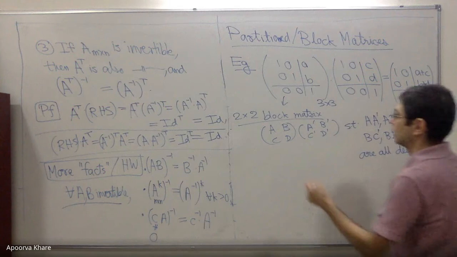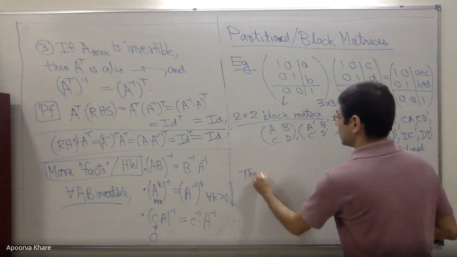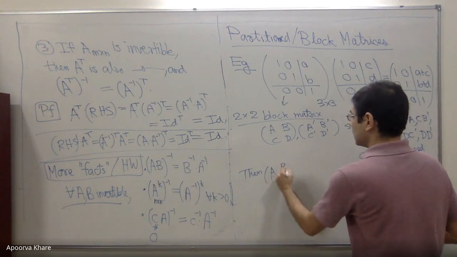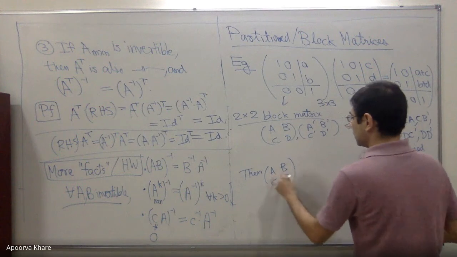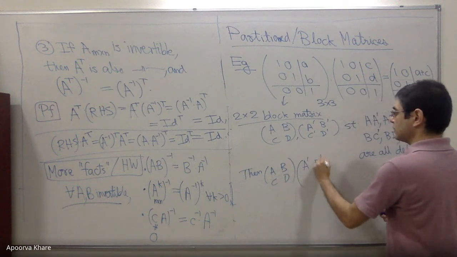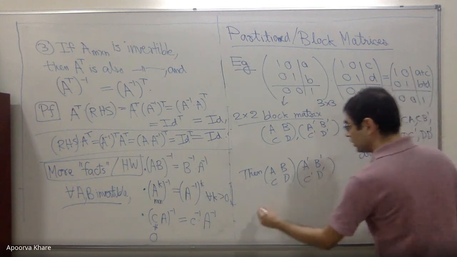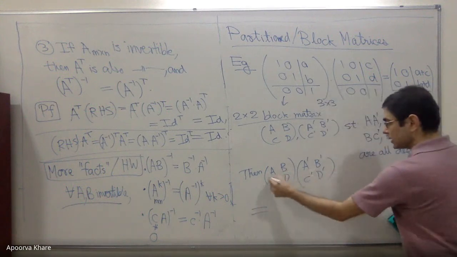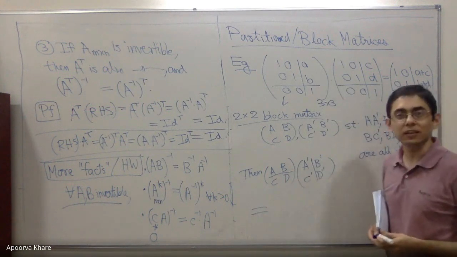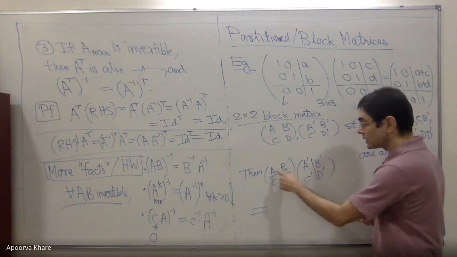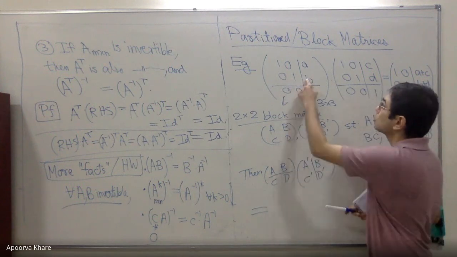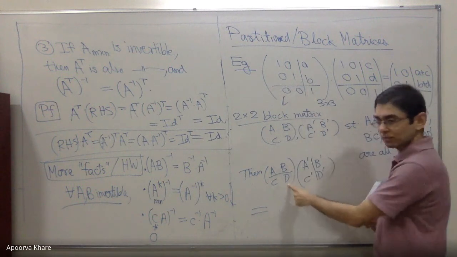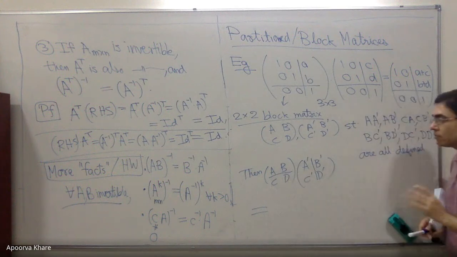Okay? Then this product actually equals exactly the same way as if you are multiplying scalars. These are no longer even of equal sizes. This is 2 by 2. This is 2 by 1. This is 1 by 2. This is 1 by 1. That's perfectly fine. It doesn't matter.